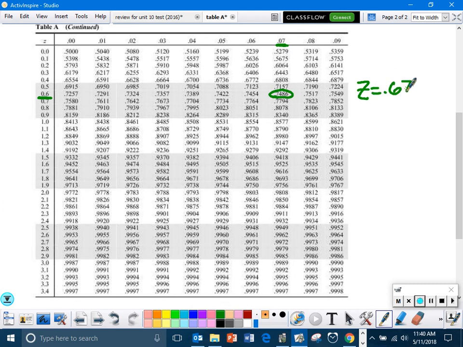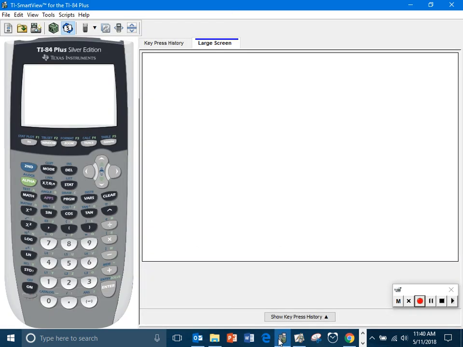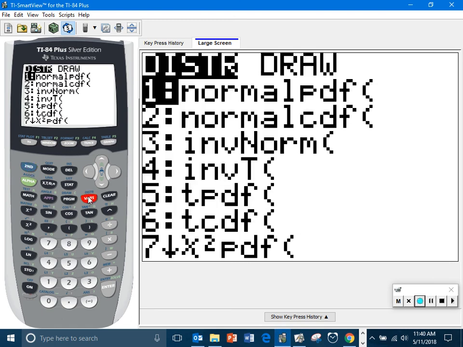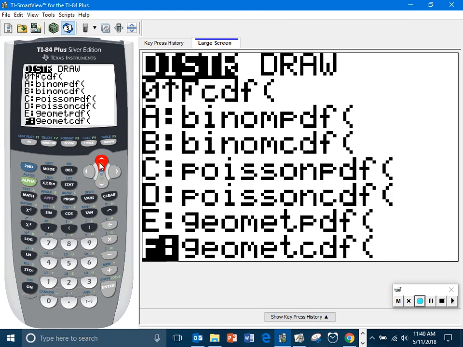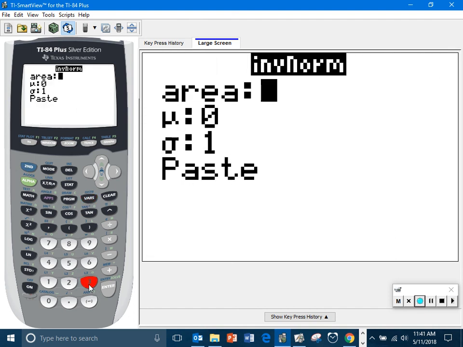If I'm using the calculator, I'm going to use the inverse norm. So I'm going to go second vars, and I'm going to go to number 3, inverse norm. Sorry, my calculator is being a little goofy at the moment. Let's do that again. Second vars, number 3. There we go. So the area to the left is 0.75.